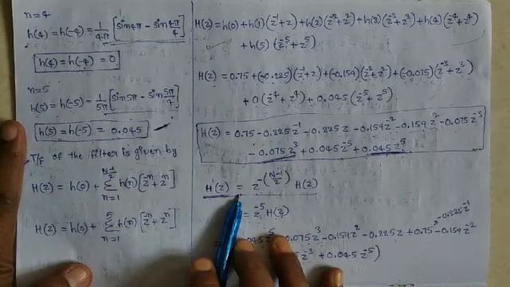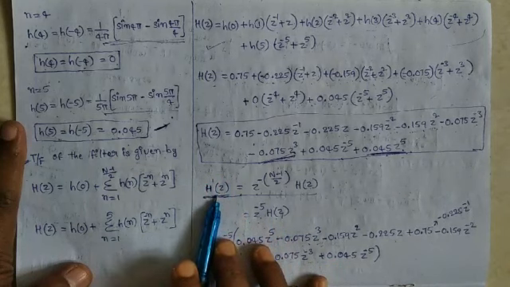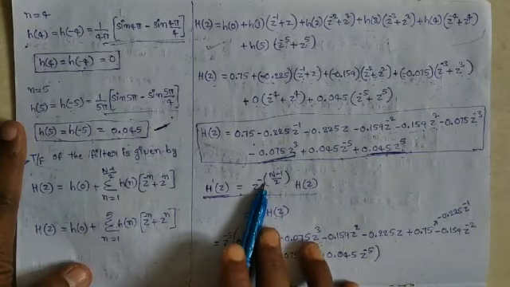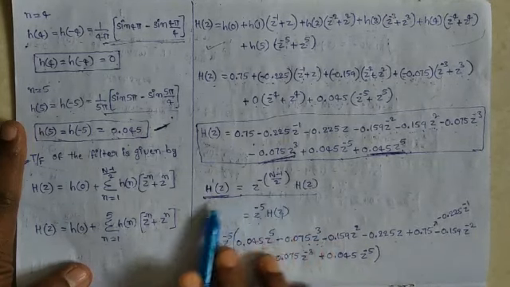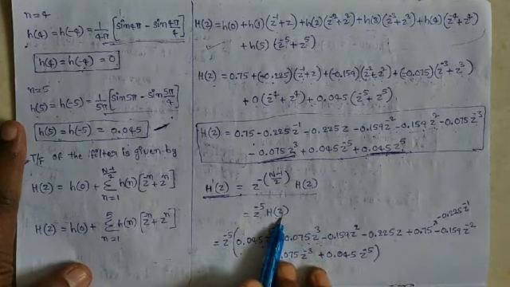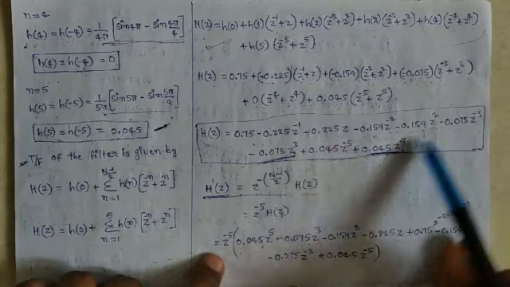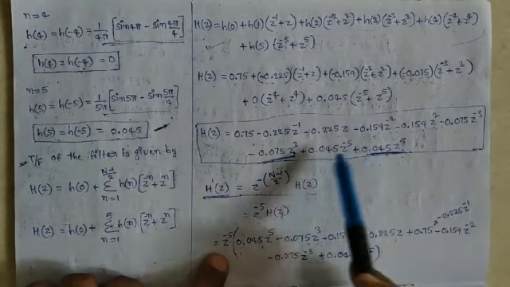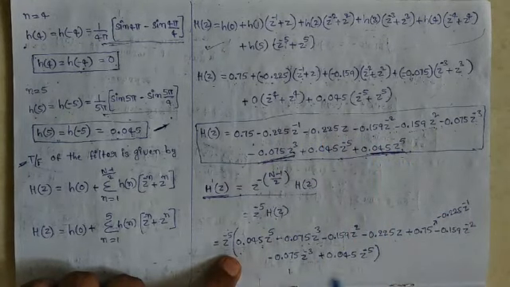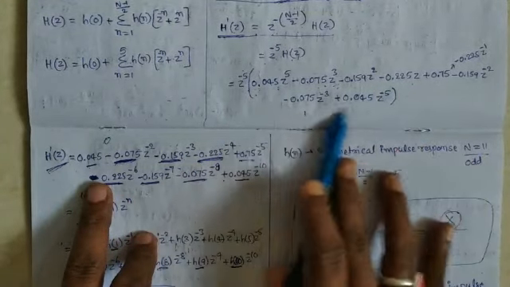H dash of z is equal to what? Here to obtain a causal filter we are multiplying this h of z with what? Z power minus capital N minus 1 by 2 it is. Here h dash of z is equal to z power minus capital N minus 1 by 2, value is what? 5, into h of z. Here z power minus 5 into this value it is. Here I am writing this equation h of z in proper order. Okay. Here we are multiplying this z power minus 5 with all these terms it is.